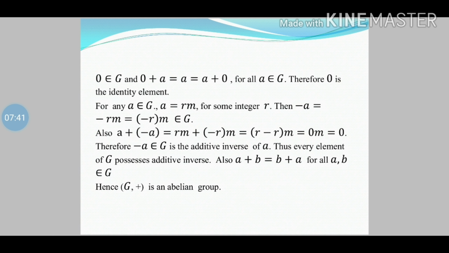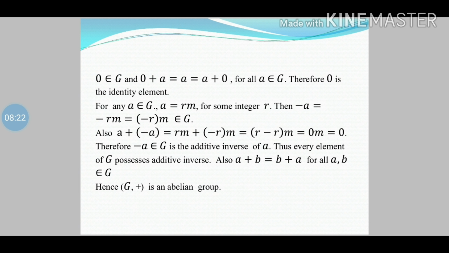Now it only remains to prove that for any a belonging to G, a is of the form rm for some integer r. Then minus a is equal to minus rm, that's equal to (minus r) times m. It also belongs to G because minus r is an integer. Also a plus minus a is rm plus (minus r) times m. Taking m outside, we get (r minus r) times m, that's equal to 0 times m, which is 0. So 0 belongs to G, therefore minus a belongs to G. That is, if we take any element, then its additive inverse also belongs to G.